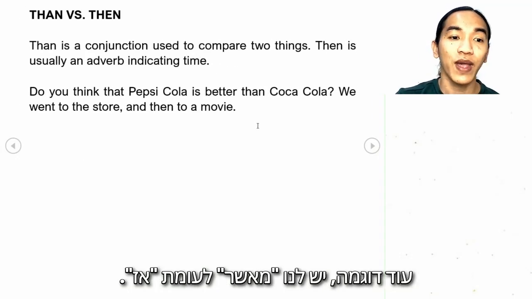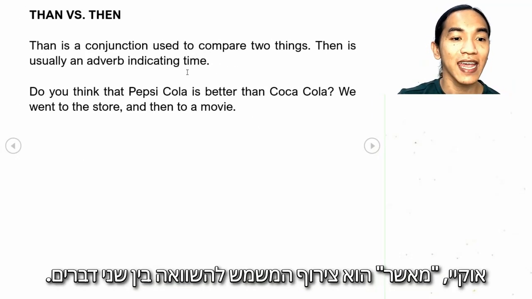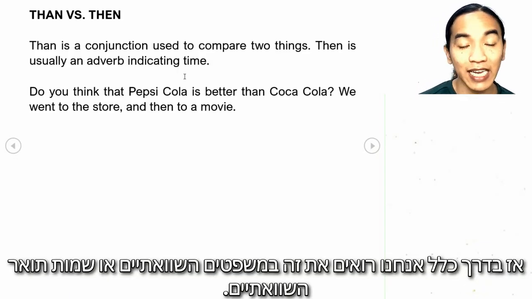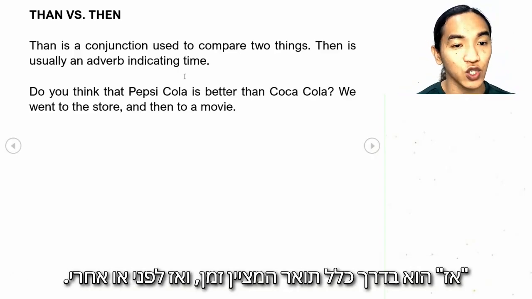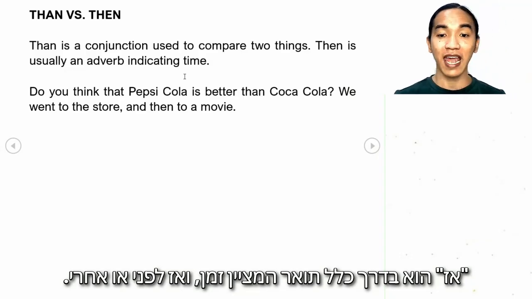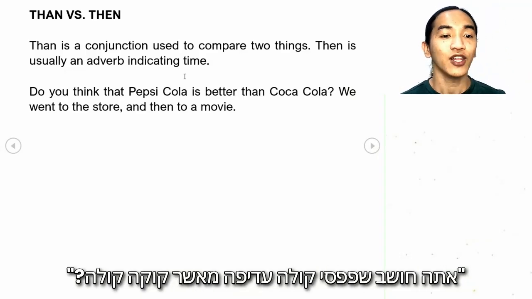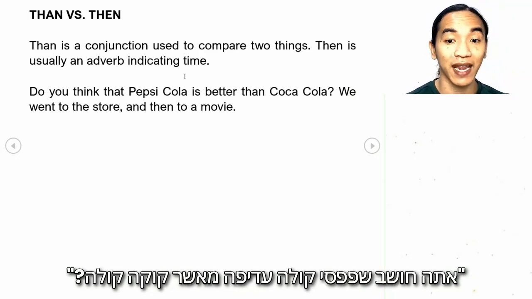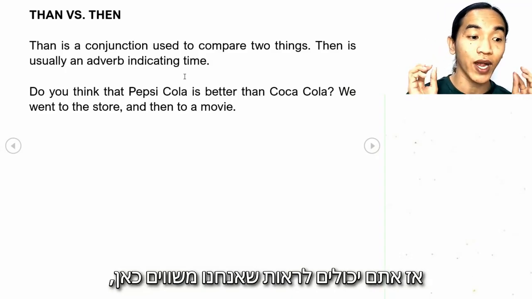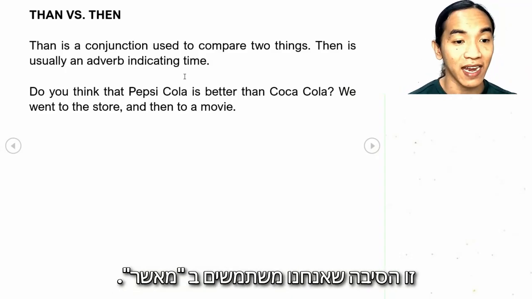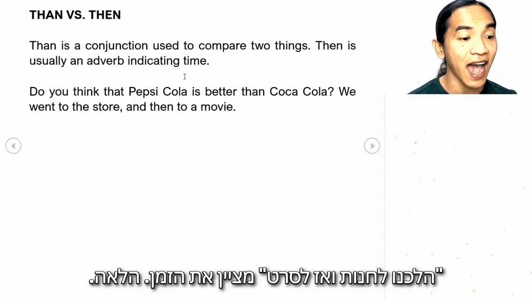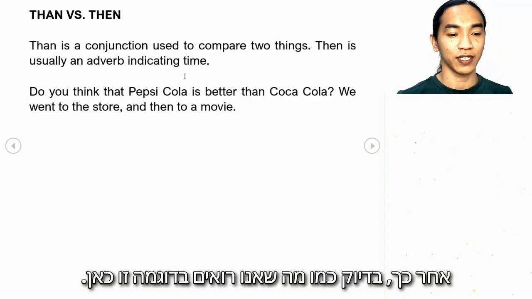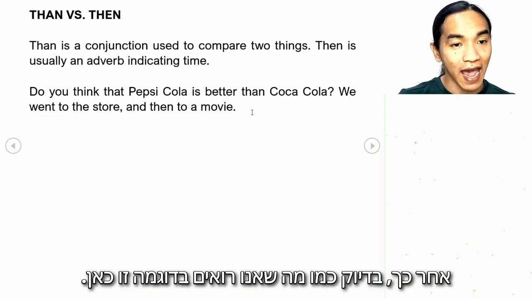More examples. We have than versus then. Than is a conjunction used to compare two things. So normally we see this one in comparative sentences or comparative adjectives. Then is usually an adverb indicating time: then, before, or next. Do you think that Pepsi Cola is better than Coca Cola? So you can see that we are comparing here. That's why we use than. We went to the store and then to a movie, indicating time, next, afterwards, just like what we see in this example here.